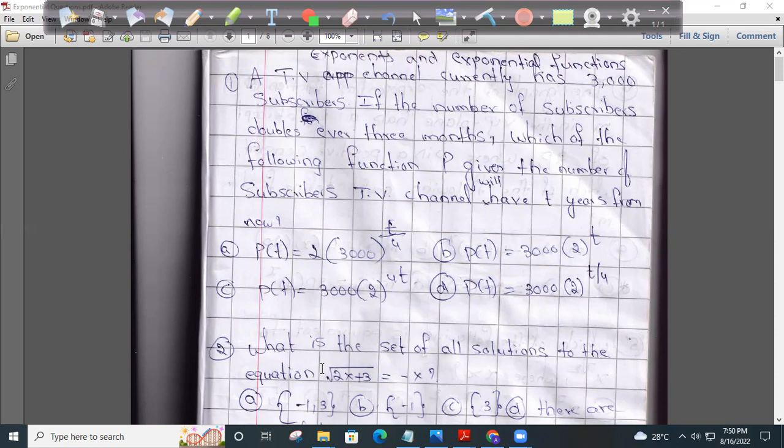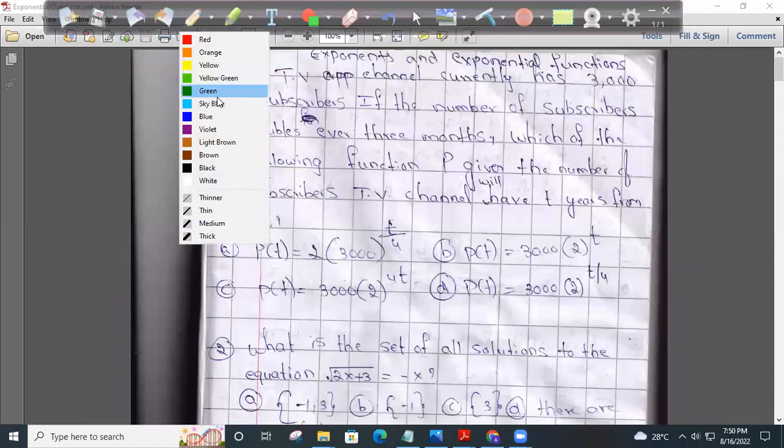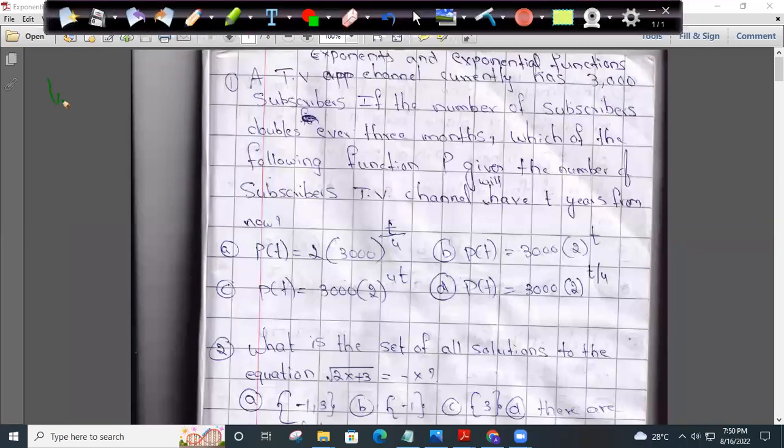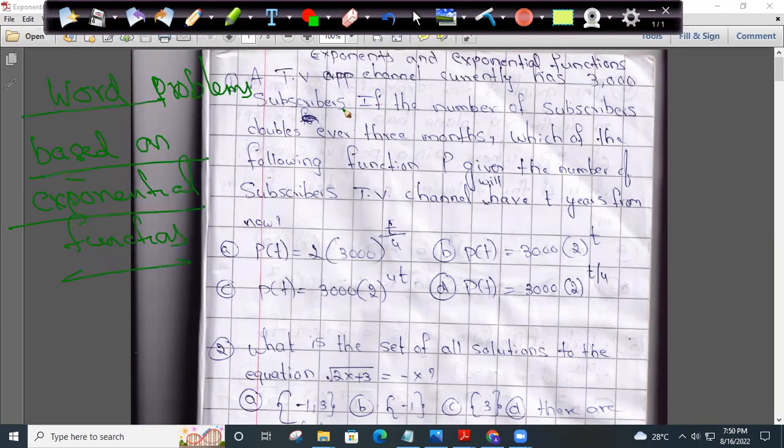Next model I'm explaining is word problems based on exponential functions. Most important and most difficult. Very few people will be able to solve this. Next model is x-intercept, y-intercept, square root, formulas.